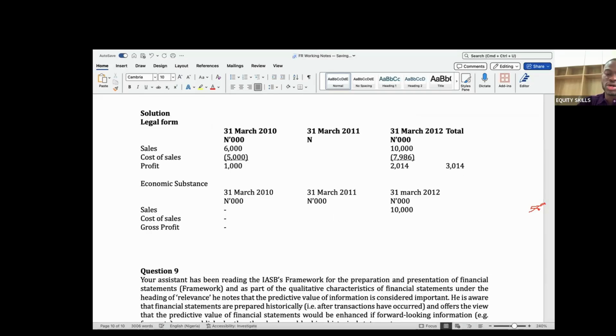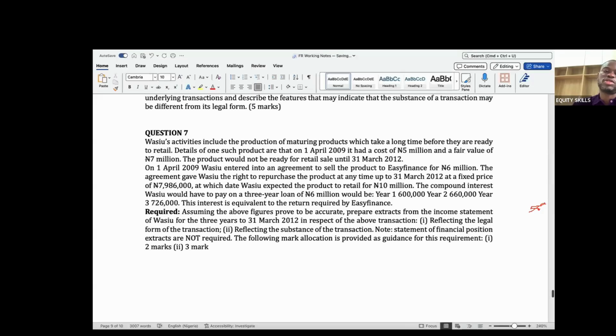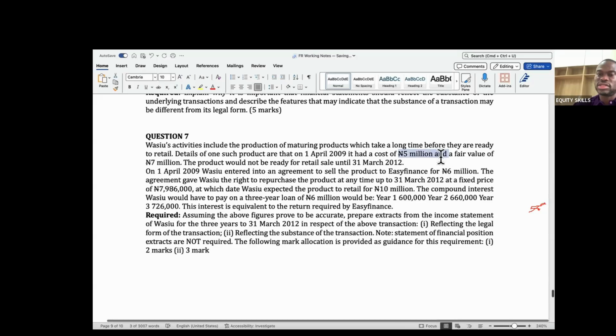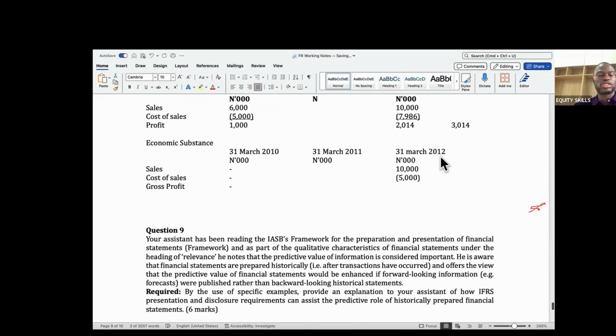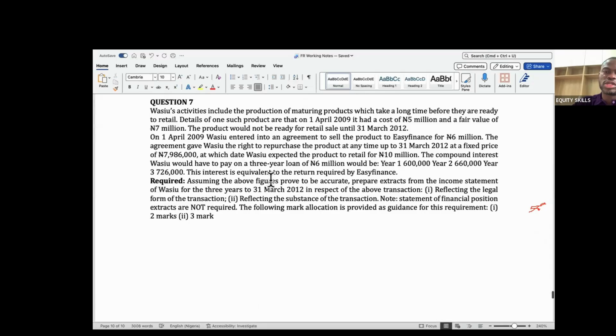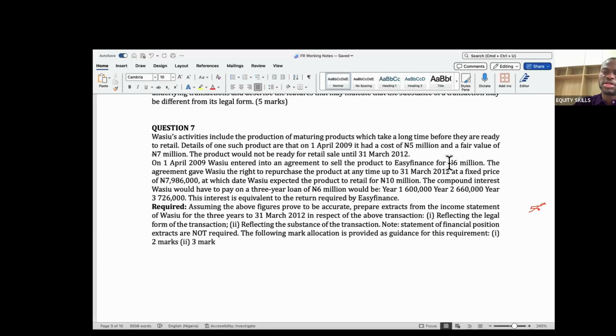And what's the costs? As far as substance is concerned, the cost is the historical cost, because that's the cost of producing the commodity. It's 5 million. That's the cost of producing the commodity. Okay, so according to substance, our profit is 5,000. But remember he took a loan of 6 million, because substance will recognize this 6 million he collected from Easy Finance as loan.